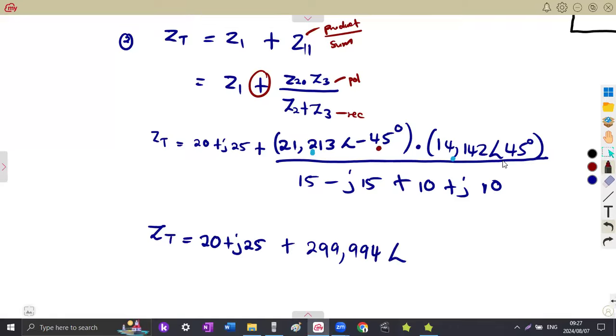Then the angles, remember, you must add. So it's minus 45 plus 45. Minus 45 plus 45, that's what? That's a 0 there. So this will be taken at 0 degrees. Everything over what?